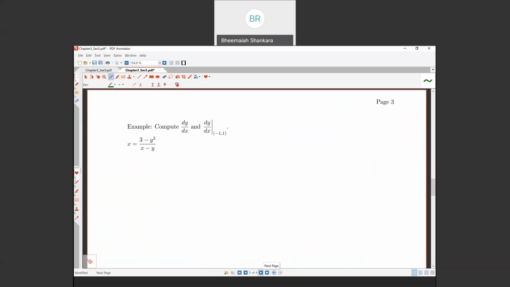In the next problem, you are asked to find the derivative and also compute its value at negative 1, 1. So you are given an expression x equal to, let me cross multiply this. Whenever you have a fraction a over b equals c over d, the best way to simplify these fractions is cross multiplication. Multiply AD and BC. So you can write this as AD equal to BC. So let's do the same. It's x times x minus y equals 3 minus y square. Multiply out: x square minus xy equal to 3 minus y square.